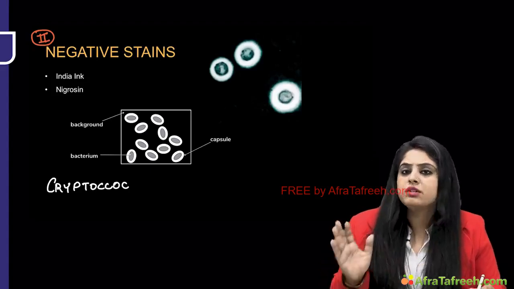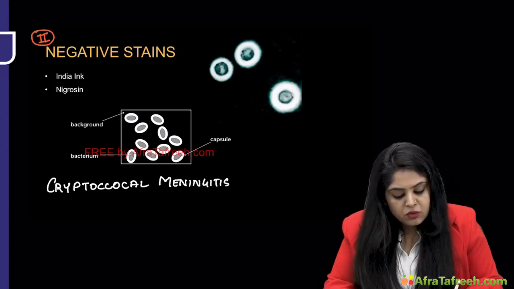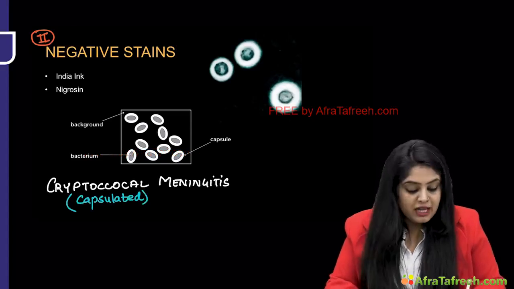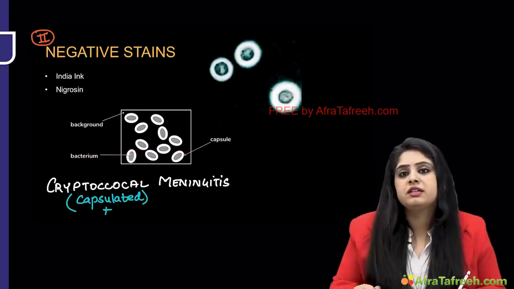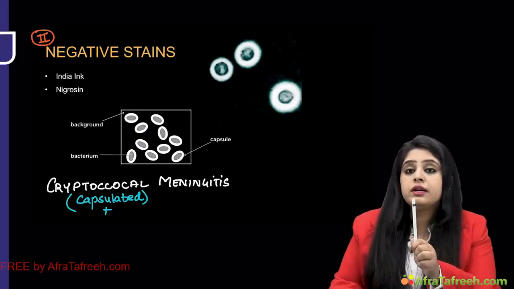what disease. What does Cryptococcus cause? It causes cryptococcal meningitis, right? Everyone, please note, Cryptococcus is a capsulated organism. It has a capsule, but the problem is that if I want to stain it, the capsule doesn't take up any color. It's not going to take up any color. How do I look at it under the microscope?